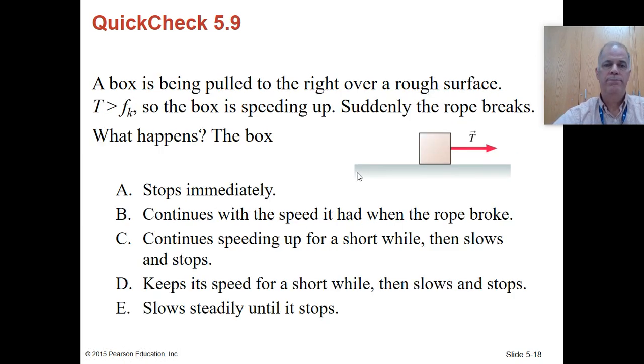Here's the next one. All right, and the answer comes in now. So when the rope breaks, now there's no more force on the box. So first law takes over and its inertia is all that's carrying it along. And since there is friction, that's going to be a constant force working against it, which will accelerate it backwards, which means it will slow down until it stops. But it will be a constant acceleration. That's why they say steadily.